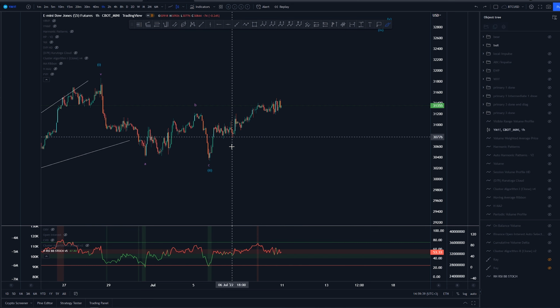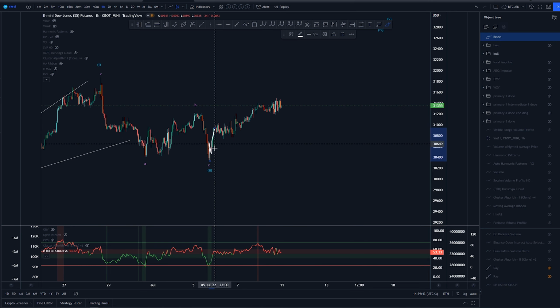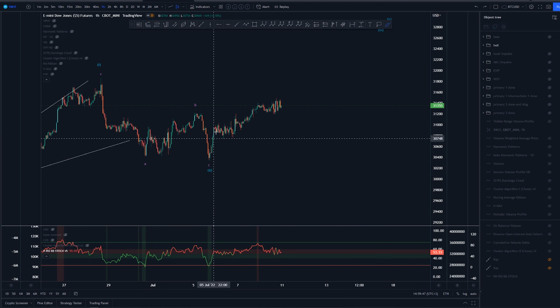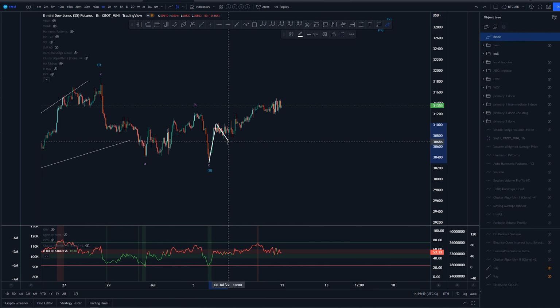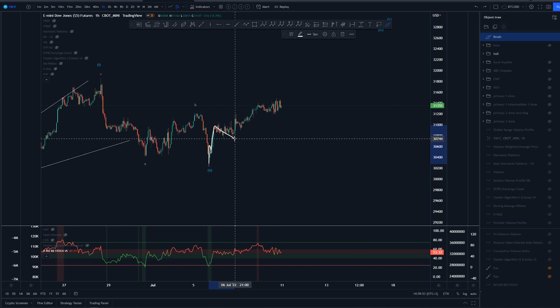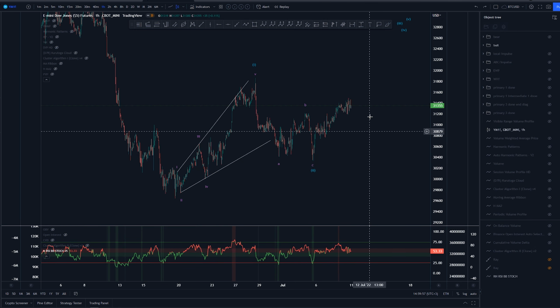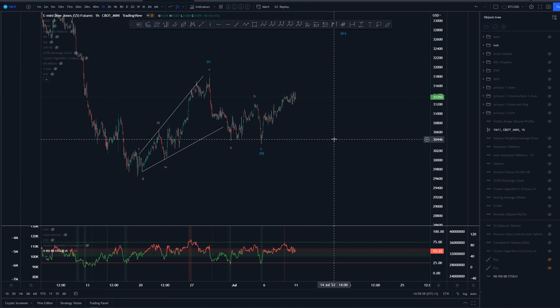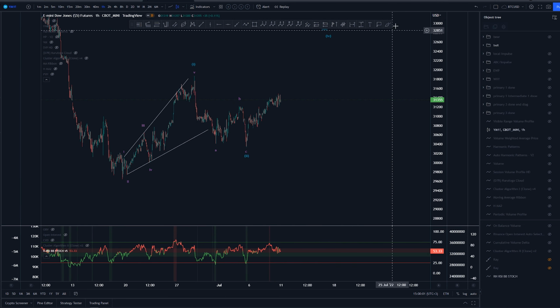Same as with the other indices that I've talked about, we had the issue of trying to analyze and figure out what kind of mess or count this should be, whether it's going to be an A, B, and C higher, or this would be a 1, 2, 3, 4, and 5, or whatever. There's definitely issues here that most likely will resolve itself in time.